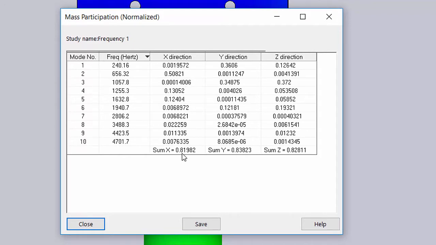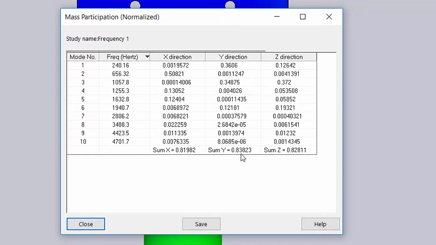In the X direction, I have 81% mass participation. In the Y direction, I have 83% mass participation. And in the Z direction, I have 82% mass participation over these 10 natural frequencies. What that means is in any linear dynamic study, you want at least 80% of the mass participation to be in the linear dynamic study.